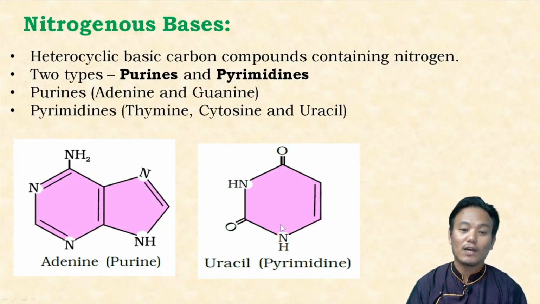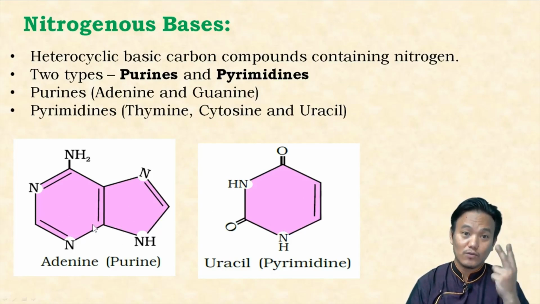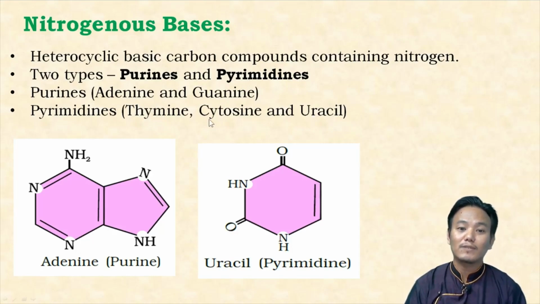Purines are larger than pyrimidines, right? So this is very important. So nitrogenous bases are of two types, purines and pyrimidines. Examples of purines are adenine and guanine. Examples of pyrimidines are thymine, cytosine and uracil.